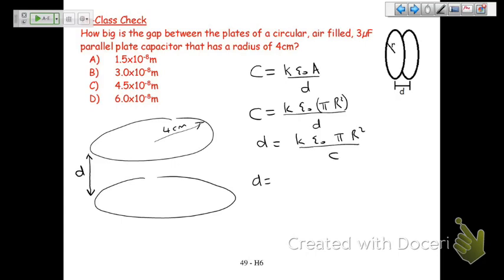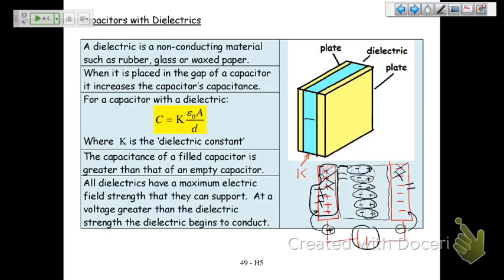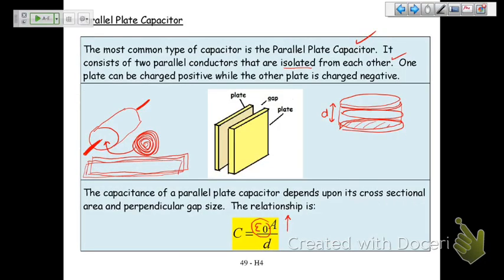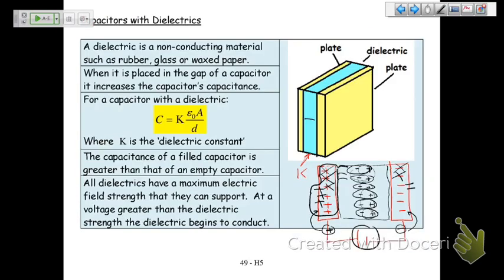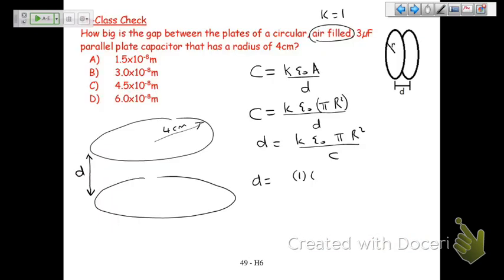So D is equal to K, for an air-filled capacitor, K is equal to 1. Epsilon naught, I cannot remember what epsilon naught is. Let's probably say it back here somewhere. Why did I say it? Is it there? No, I don't say it. I should know it. We'll figure it out.